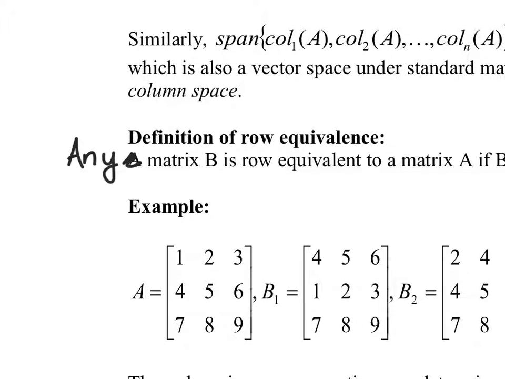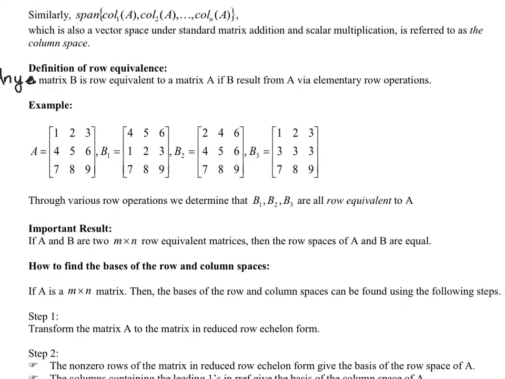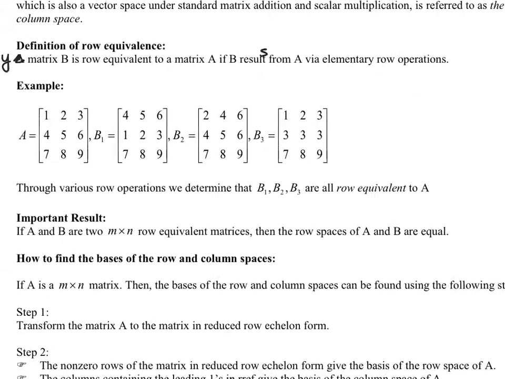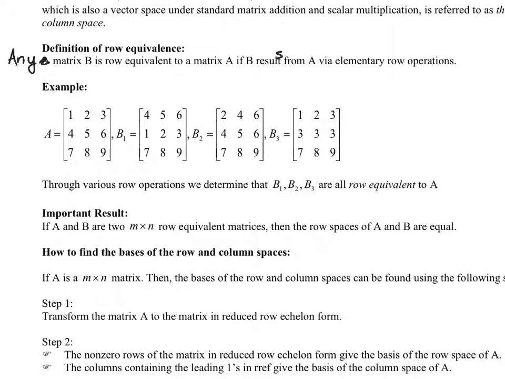So I'll say any matrix B is row equivalent to matrix A if B results from A via elementary row operations. All right, so that's something we knew about from way back when. That's what row equivalence is talking about. It's a scalar multiple or any other elementary row operations, then we're defining that as row equivalence. And that's really getting at the idea of those extraneous equations that make up a matrix.